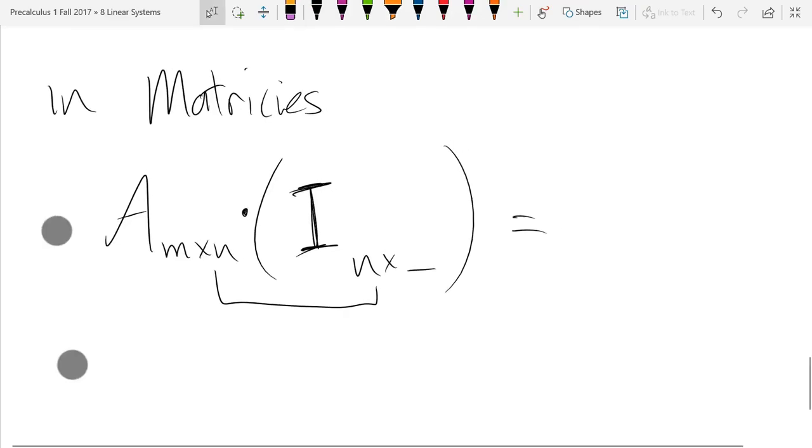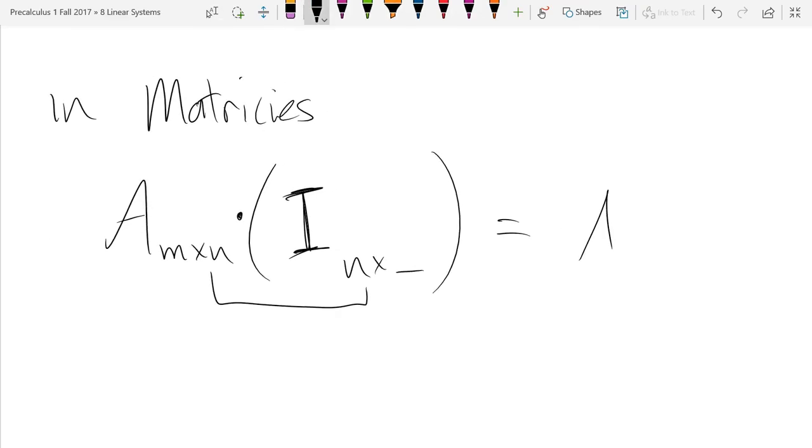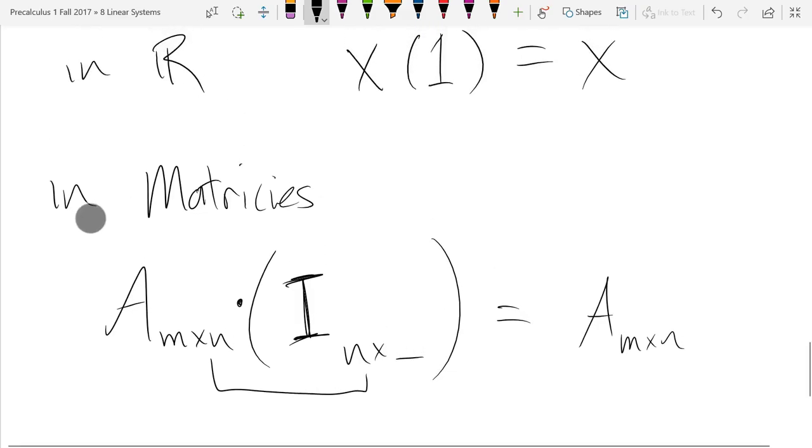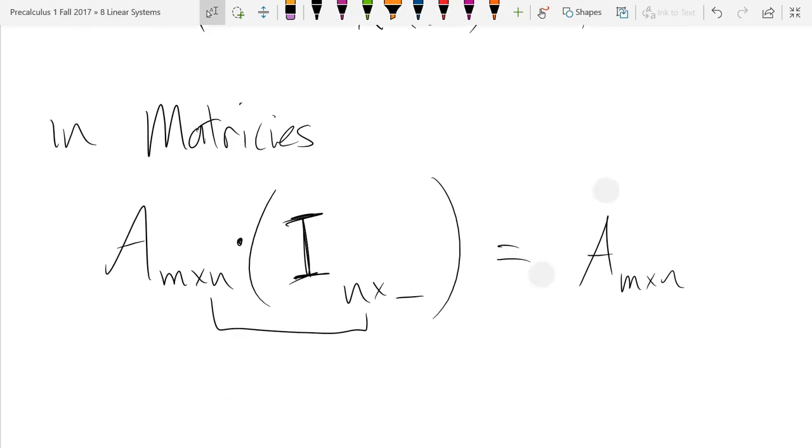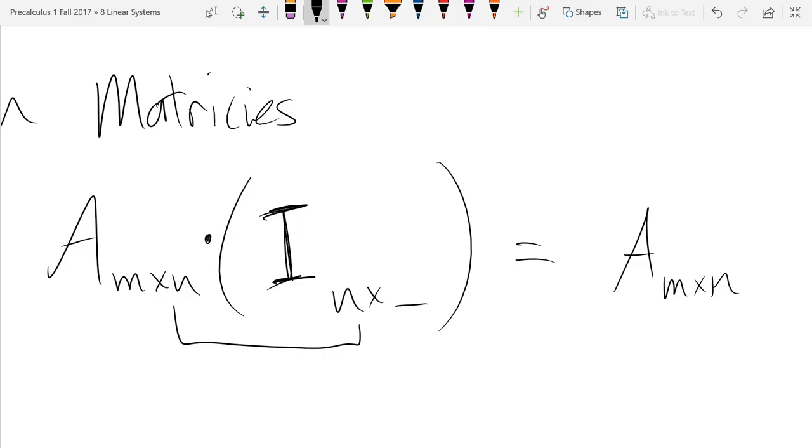All right. If I want to get the same matrix back out, just like the multiplicative identity above, where I started with x and I want to get x at the end, I don't want to change it. So I want an M by N matrix at the end. What does the outer dimension have to be? This is a little more tricky.